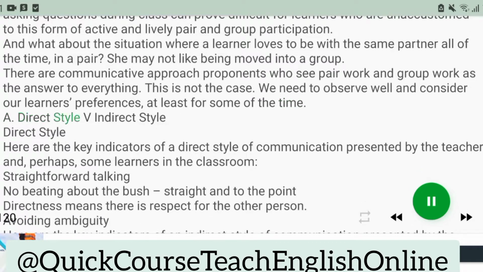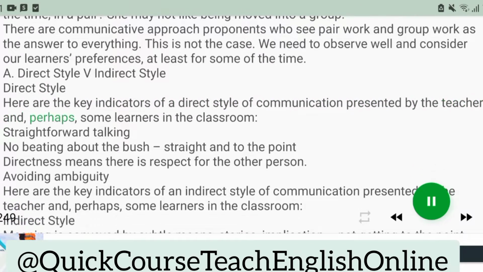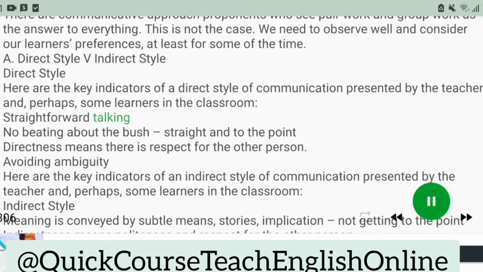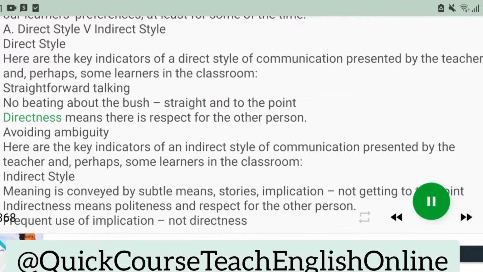A. Direct style. B. Indirect style. Direct style. Here are the key indicators of a direct style of communication presented by the teacher and, perhaps, some learners in the classroom. Straightforward talking. No beating about the bush, straight and to the point. Directness means there is respect for the other person.